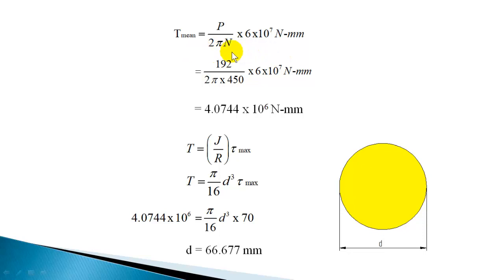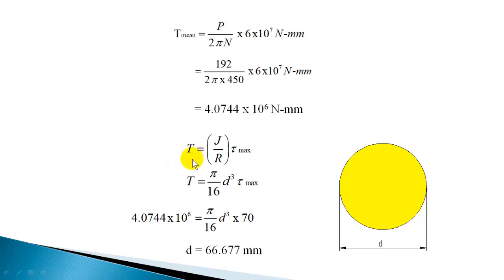So mean torque is given by P by 2 pi n into 6 into 10 raised to 7 Newton mm. Power should be in kilowatt only. So 192 kilowatt, speed 450 rpm. Substituting this, you get the mean torque transmitted by the shaft as 4.0744 into 10 raised to 6 Newton mm. After getting this T mean, this average torque itself can be taken as a torque transmitted by the shaft.